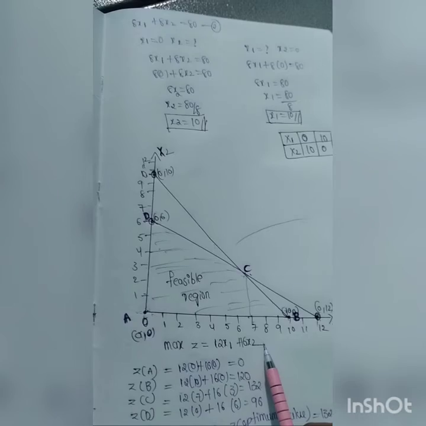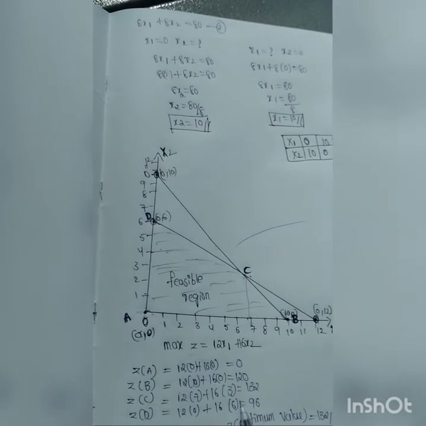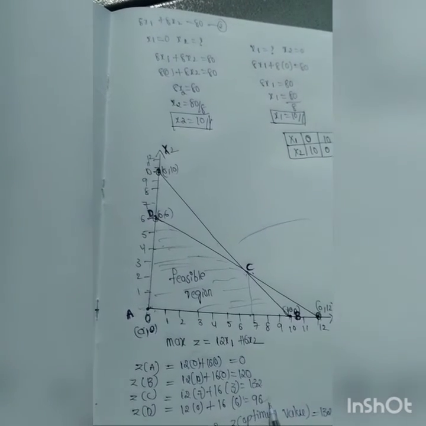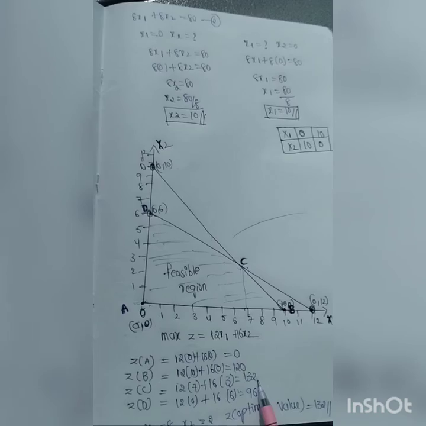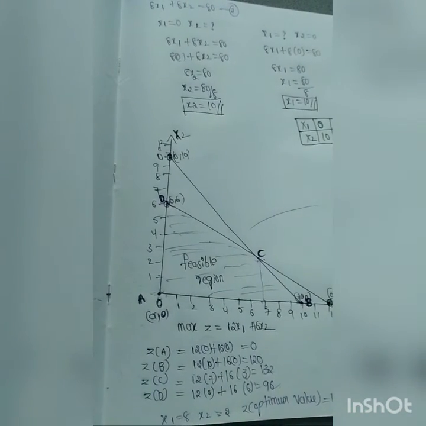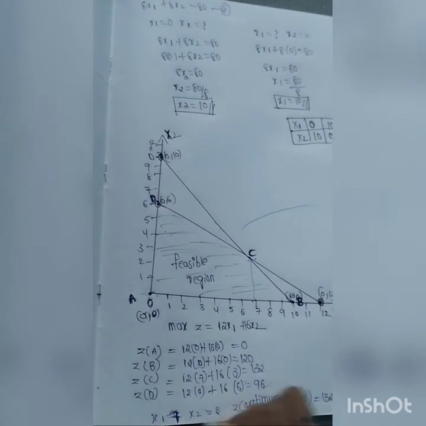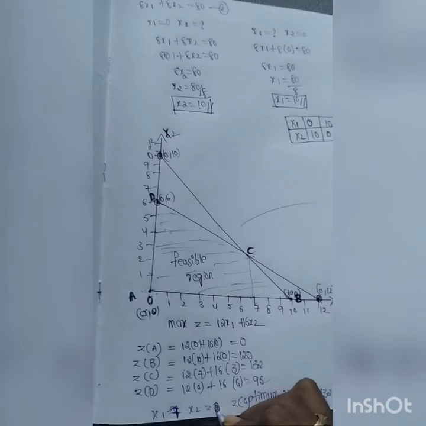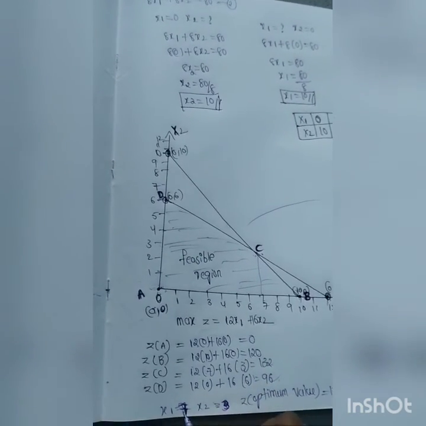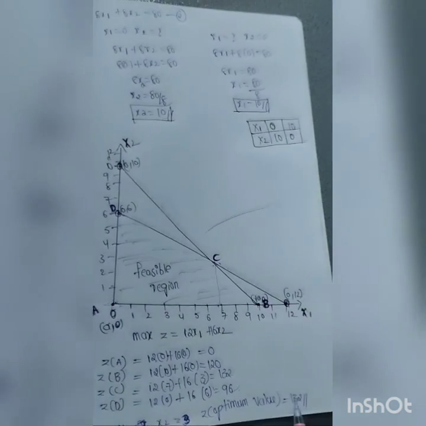So we have got 4 points now. So the highest value is taken for the optimization. So the optimization value is 132. So x1 is 7 and x2 equals 3. So x1 is 7 and x2 is 3, and the optimization value is 132.